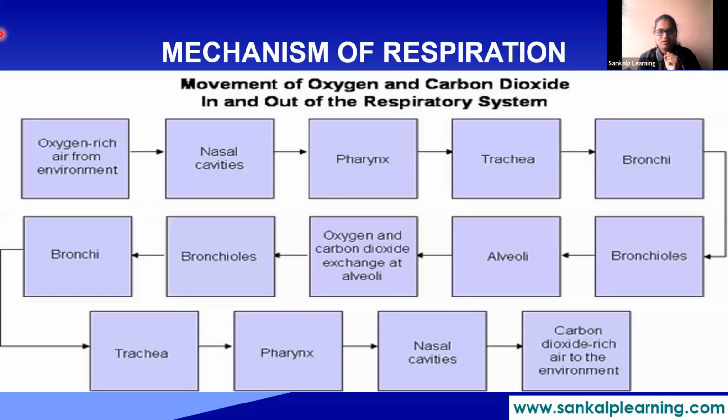So, like this, you have to write oxygen-rich blood, nasal cavity, pharynx, trachea, bronchi. Below the bronchi itself, you have bronchioles. That you have to write. It is in a cyclic path like this. Please note down carefully. Once you complete it, let me know.